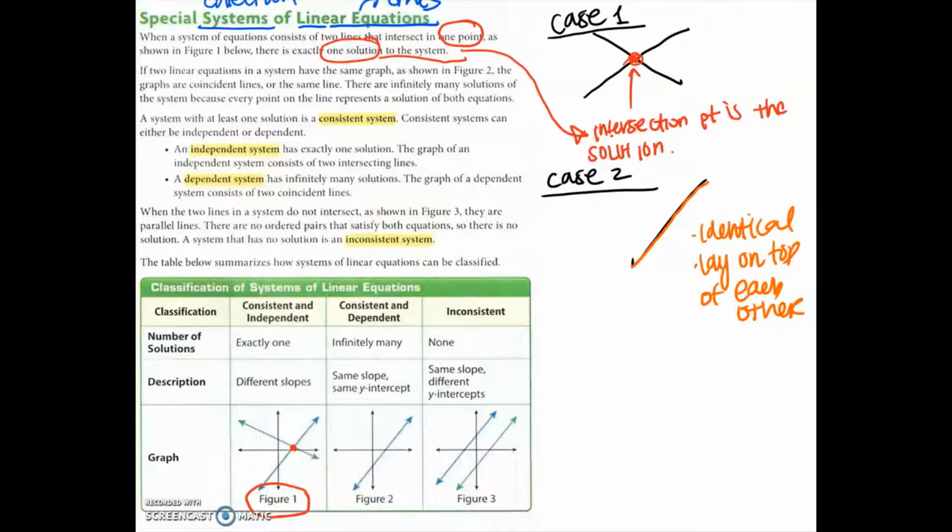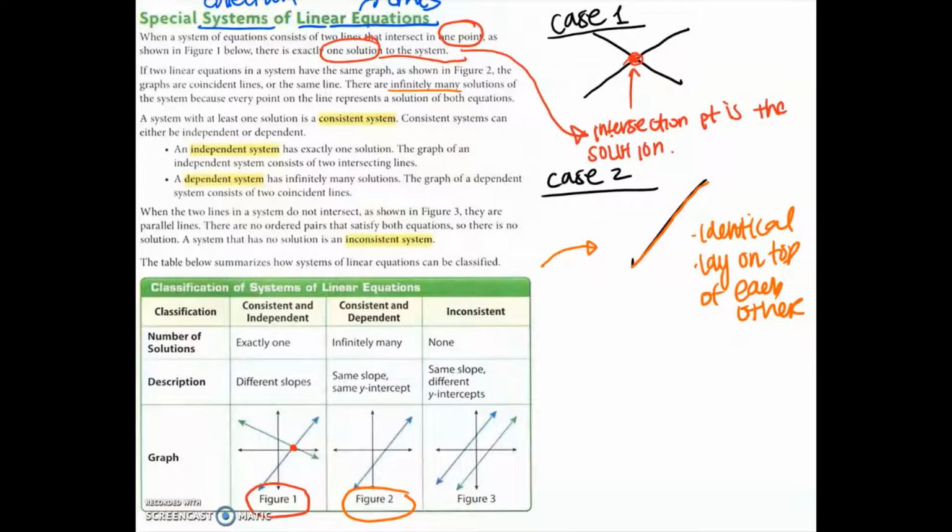So let's go back to the reading. As shown in figure 2, the graphs are coincident lines, or the same lines. So there's a figure 2 right here with my orange pen. They have one blue line. So what they're trying to tell us is that those are two exact same lines that lie on top of each other. It might seem like one, but there's actually two, so it might be easier to see it over here, the way we drew it with the black and the orange line. There are infinitely many solutions of the system because every point on the line represents a solution of both equations. So there are infinitely many solutions.